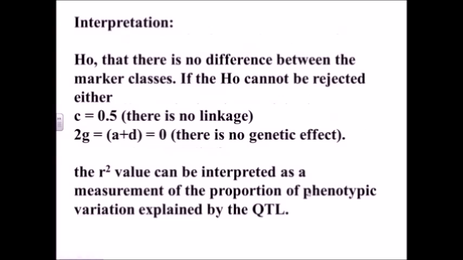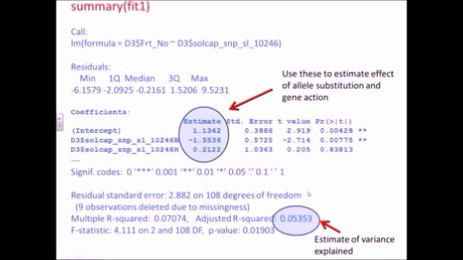So again, just to reiterate, the interpretation is that there's no difference between the marker classes. If the null hypothesis cannot be rejected, it's either because there is no linkage or there is no genetic effect. The R² value can be interpreted as a measurement of the proportion of phenotypic variation explained by the QTL. Everything I've just talked about is in the Edwards, Wendell, and Stuber paper, so you now have the set of tools to replicate that work.